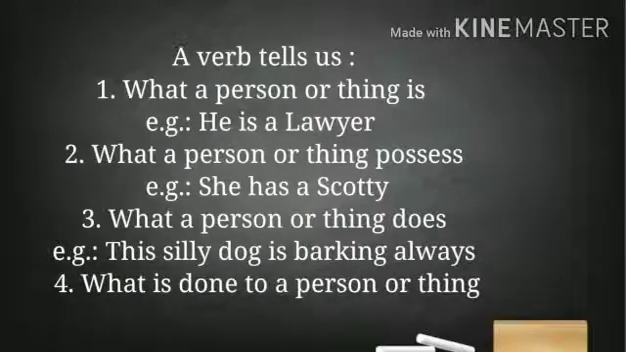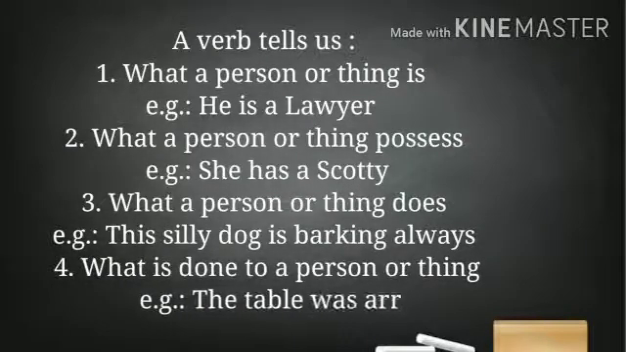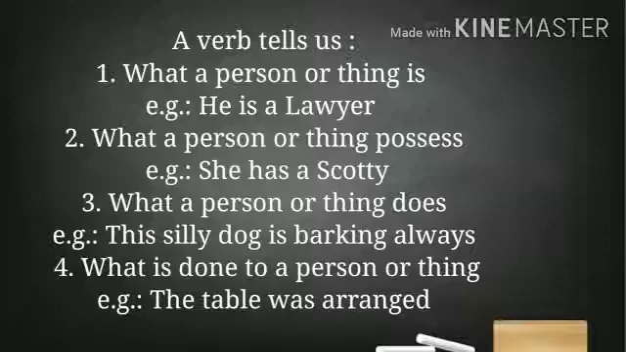What a person or thing does. For example, this silly dog is barking always. What does the dog do? What is the action being done by the dog? Barking. Barking is a verb there. What is done to a person or thing? For example, the table was arranged. Here, the table doesn't arrange anything, but somebody has arranged the table.